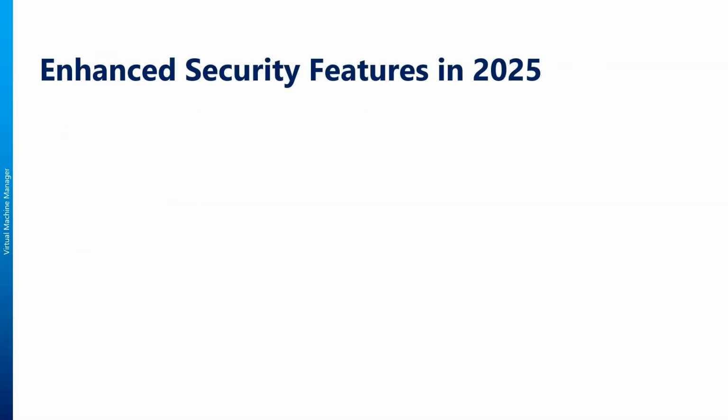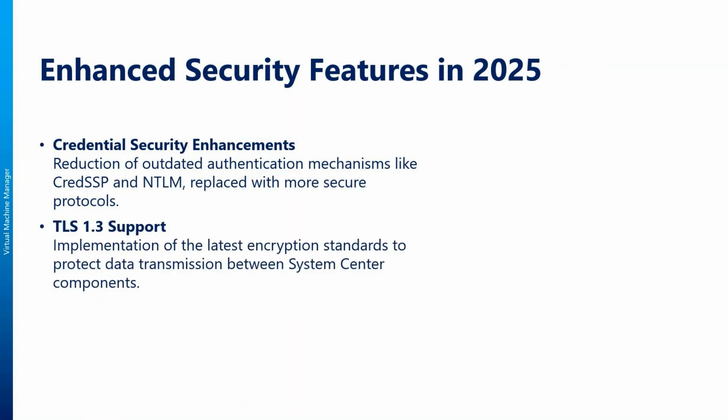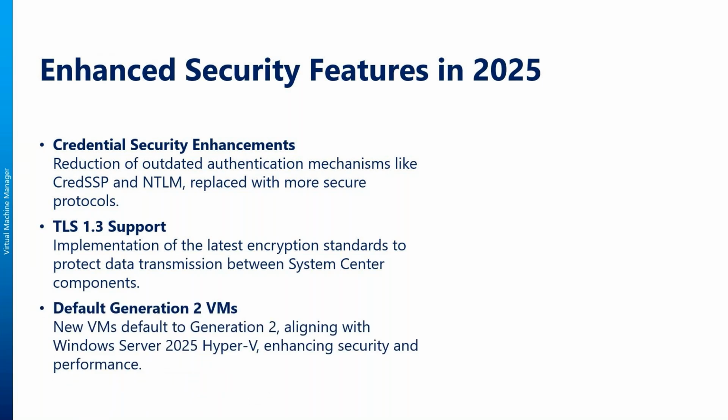2025 also brought us some security enhancements, namely credential security and TLS 1.3. But one of the most interesting ones, I think, is that the new virtual machines provisioned from the VMM console will now default to Gen 2 machines instead of Gen 1. This aligns it with the Server 2025 Hyper-V and its more secure boot architecture.